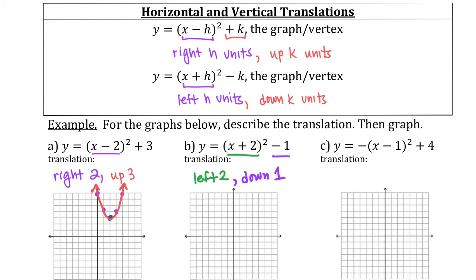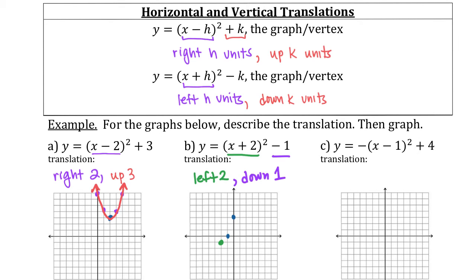So I'm going to move the vertex first. Normally the vertex is at 0, 0. Now the vertex is going to move left 2, down 1, and I'm going to redraw a new vertex there. From there I'm going to draw the shape of the parent function for x squared because this is quadratic. So from the vertex, I will go right 1, up 1. And then from the vertex, I will go right 2, up 4. 1, 2, 3, 4. That's because of 1 squared and 2 squared.